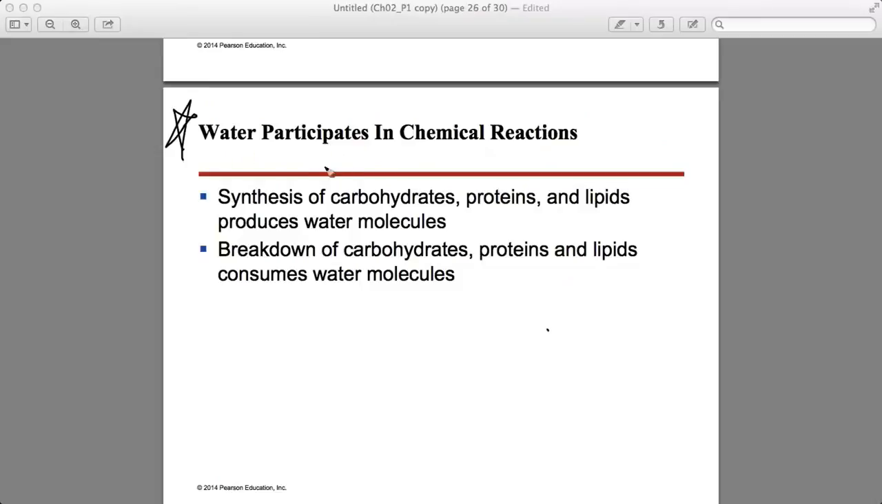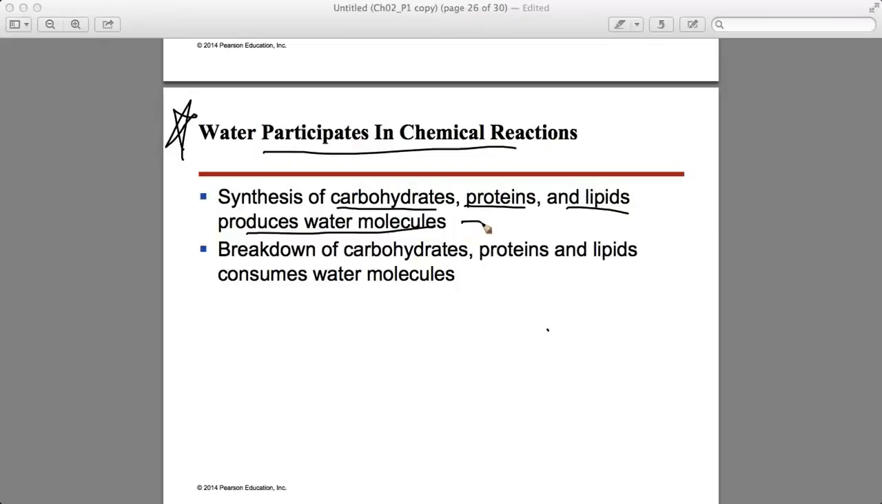Water is also important to understand because it participates in a lot of chemical reactions. For example, when you synthesize carbohydrates, when you put together large molecules such as carbs and proteins and lipids and large organic molecules, this will produce water.